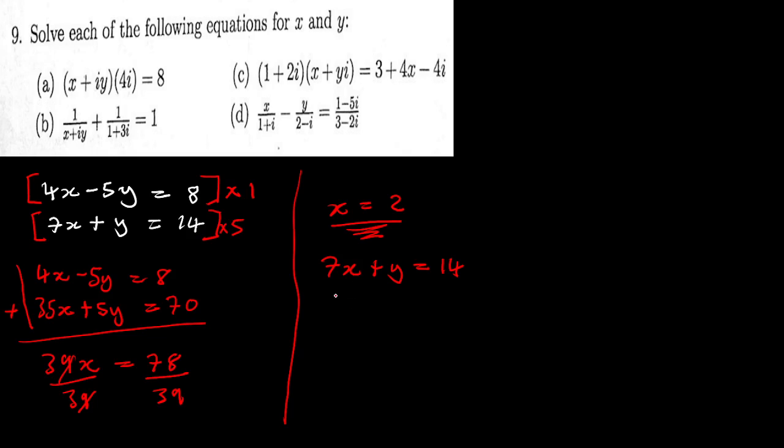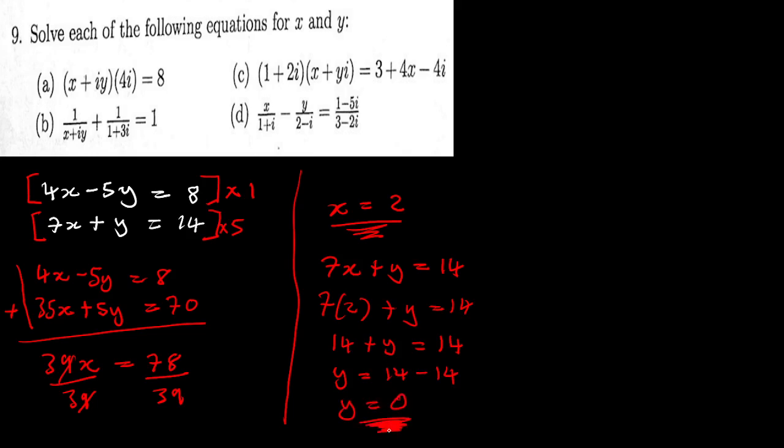So since x is 2, from 7x plus y is equal to 14, we have 7 times 2, which is 14, plus y is equal to 14. So y is equal to 14 minus 14, so y is equal to 0. That's the final answer for that question. Remember, part B you do the same way, but I've already solved B in one of the past papers.